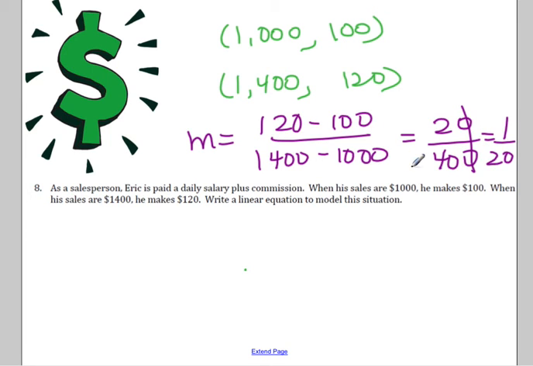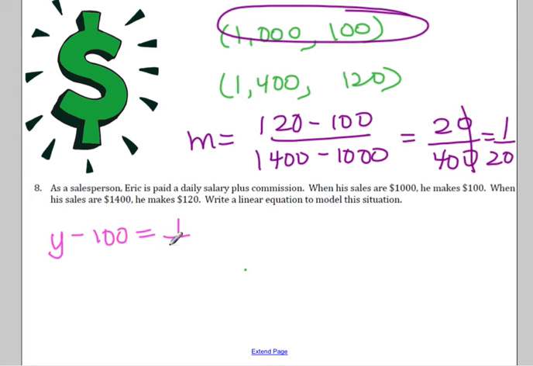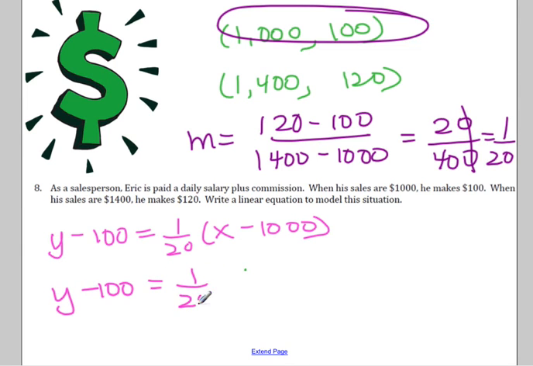Okay, so I want to have a linear equation. So this is my slope. I'm going to pick a point. I'm going to pick the top one. Doesn't matter which one. And then put it into point slope form. So we have y minus our y value, 100, is equal to my slope. And then I have x minus 1,000. So I have y minus 100 is equal to 1 over 20x minus 1,000 times 1 over 20. It's really just 1,000 divided by 20. You can do it on your calculator. Gives you 50. If I add 100 to the other side, negative 50 plus 100 is 50.